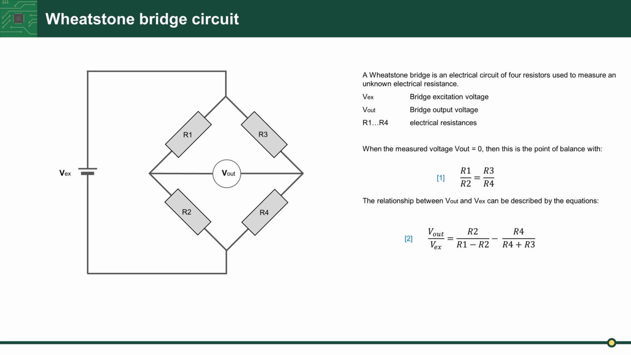The basis is the Wheatstone bridge circuit. It is a 4 resistance circuit as shown in the picture. With bridge excitation voltage and bridge output voltage, we can calculate the resistor. When the measurement voltage of output is 0, then it is the point of balance, and we have formula 1. The relationship between output and excitation voltage can be described with formula 2.